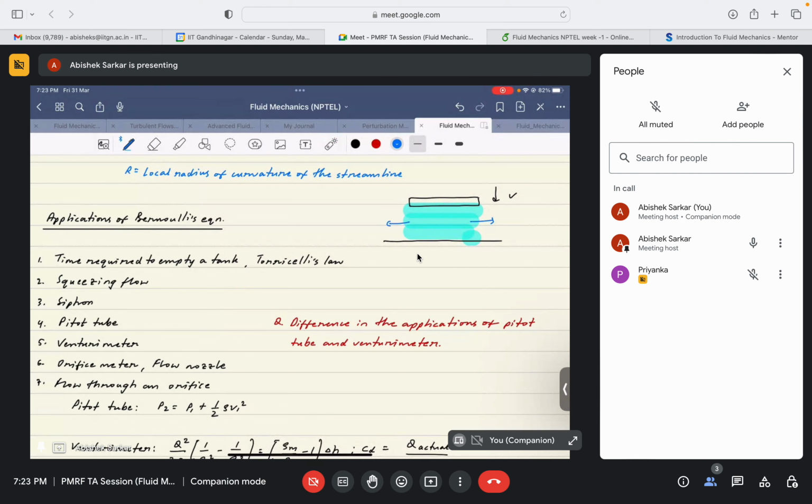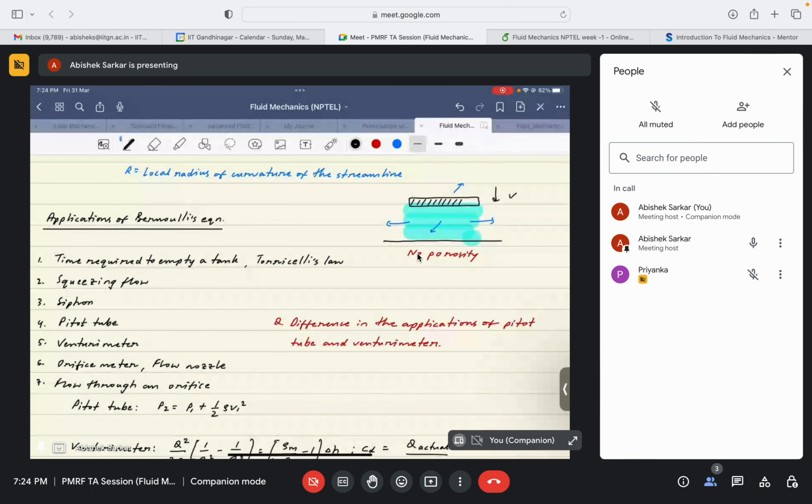Since the flow is incompressible, and here there is no porosity, the only way through which the fluid can exit is through the sides, and if it's considered three-dimensional, then it can also exit from these ends. This kind of flow, I guess sir has discussed. So this is a squeezing flow.